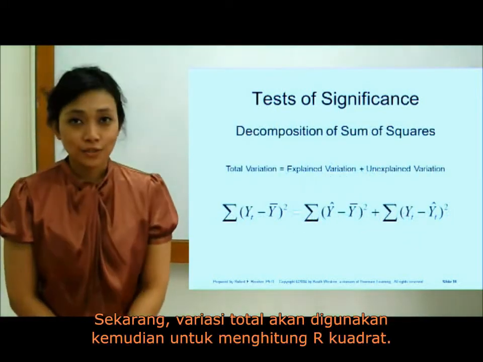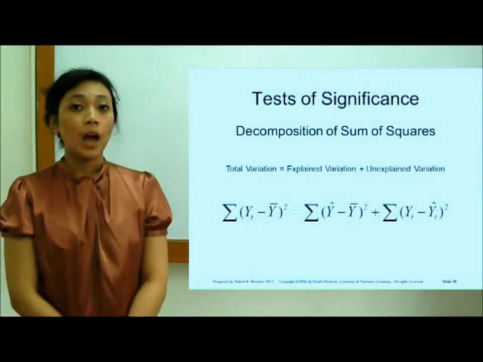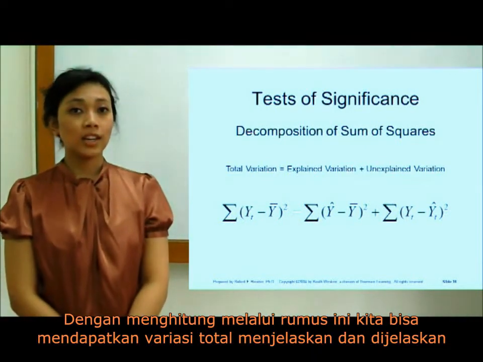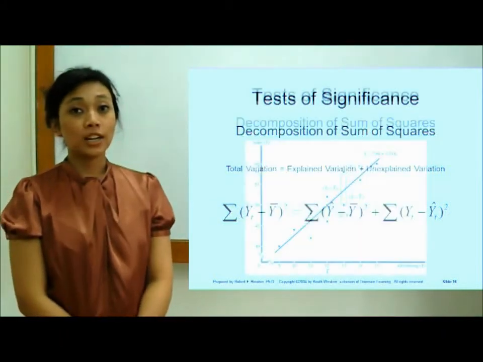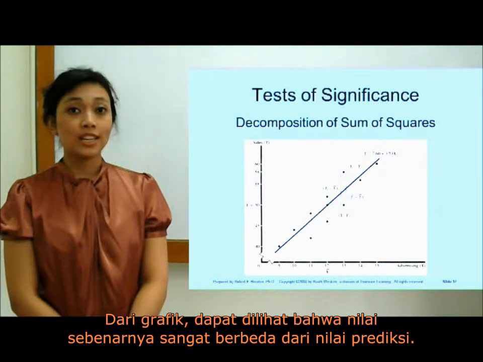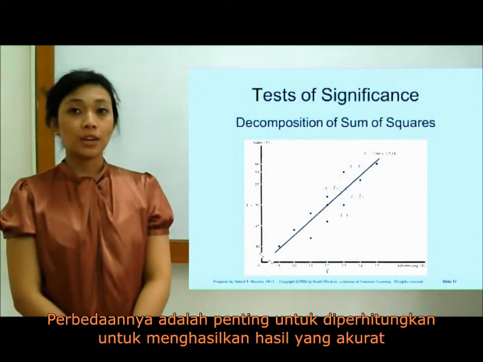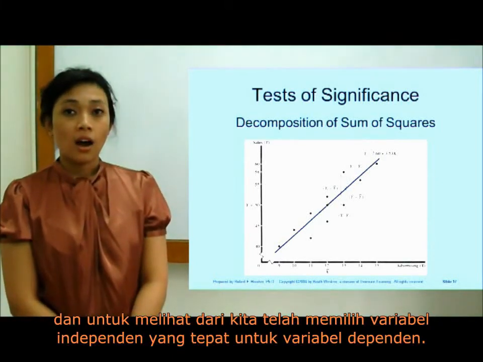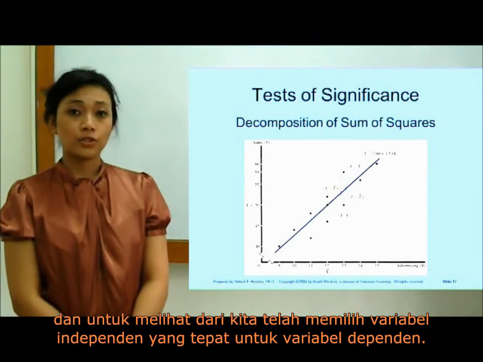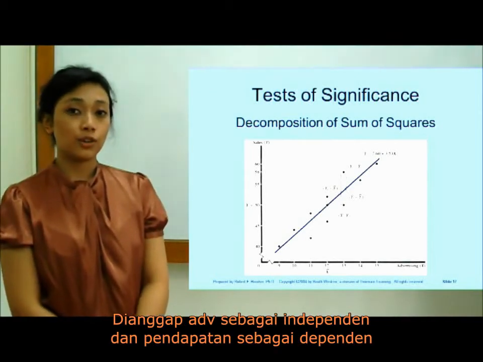Now, total variation will be used later to calculate R squared. Here is the formula. By calculating through this formula, we can get the total variation of the explained and unexplained. From the graph, it can be seen that the actual value is quite different from the predicted value. The difference is important to calculate to generate an accurate result and to see that we have chosen the right independent variables for the dependent variable. Consider advertising as the independent and revenue as the dependent.